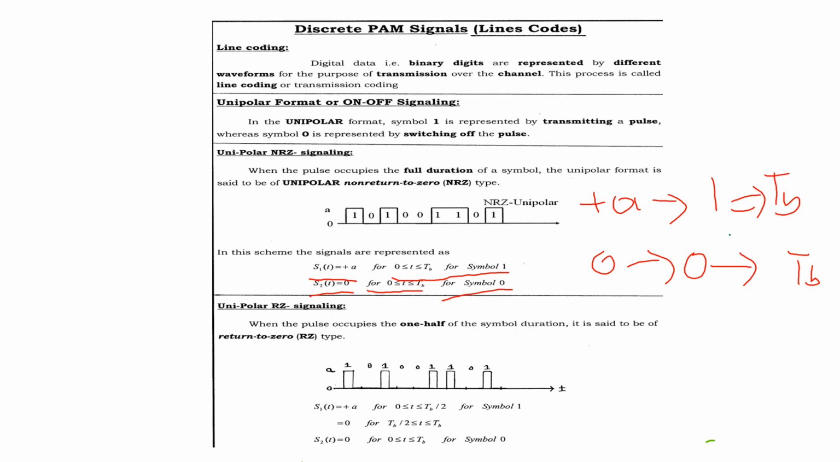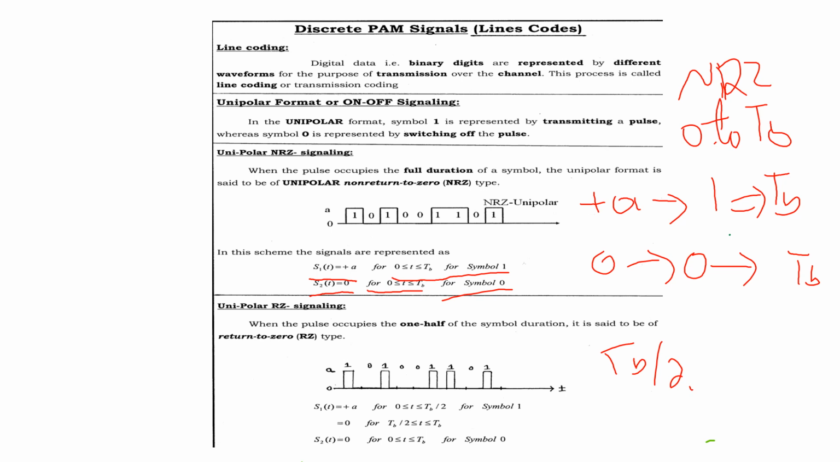Now what is the difference between return to zero and non-return to zero? If bit 1 covers the entire duration 0 to TB, it is considered a non-return to zero coding technique. If it is only half of the duration, TB by 2, and the rest of the duration it is 0, then it is considered the return to zero unipolar format. The naming suggests uni, only one side of signaling: only bit 1 has the amplitude level, whereas bit 0 has the DC level.